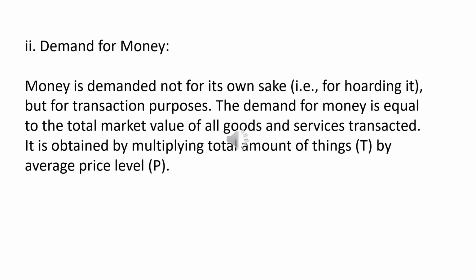Next, the demand for money, the right hand side of Fisher's equation, PT, which we are going to study. Money is demanded not for its own sake, that is for hoarding it, but for transaction purposes. The demand for money is equal to the total market value of all goods and services transacted. It is obtained by multiplying the total amount of things T by the average price level. So the average price level into the total amount of products circulated in the market gives the demand for money. In PT, P means the average price level in an economy and T means the total amount of things.